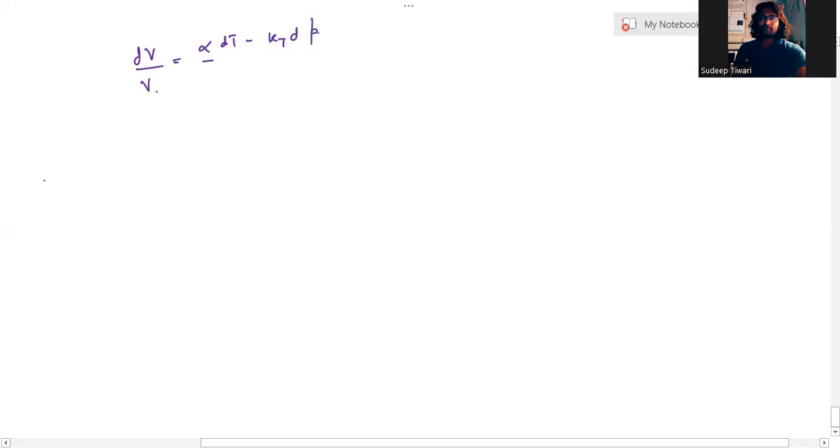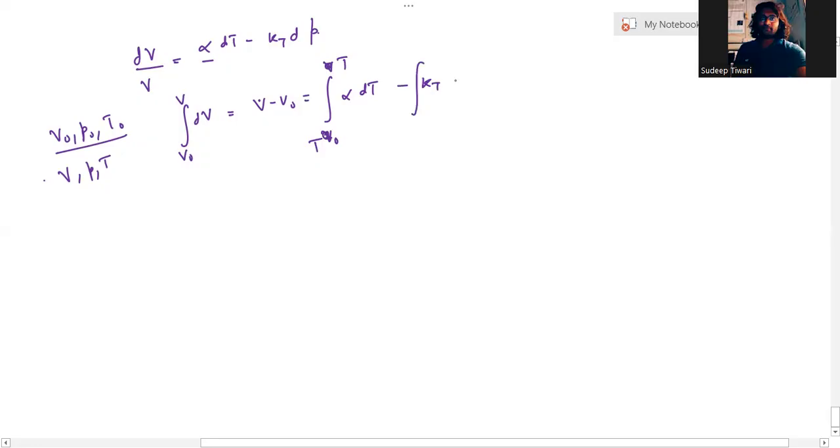If I get this, let's say I want to have initial conditions, and the initial conditions given to me are P naught, V naught, T naught, and any arbitrary state is P, V and T. Then I can integrate from V naught to V. I will simply get V minus V naught equal to the integral of alpha dT, and in fact this is T now, so I can write it from T naught to T, and minus the integral of kappa T dP from P naught to P. Okay, and then there would be a volume term also here, because this dV will go there.